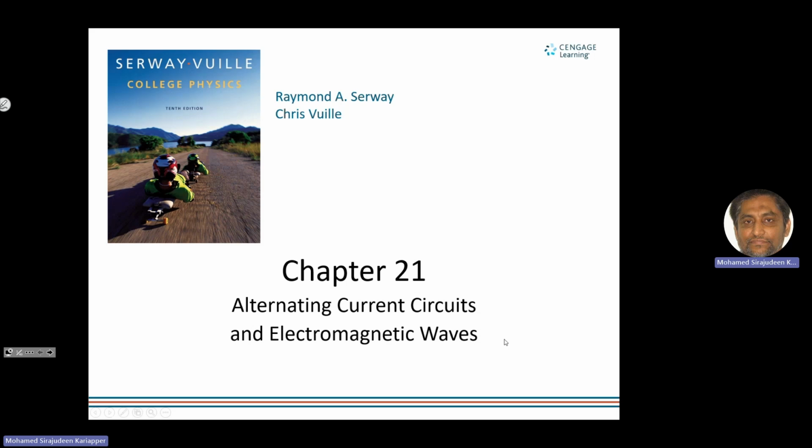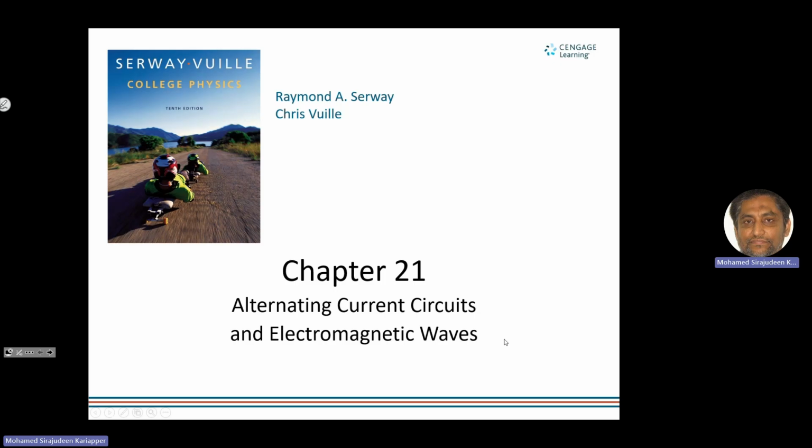Chapter 21, Alternating Current Circuits and Electromagnetic Waves. If you connect a battery to a circuit, that's a steady, constant voltage, called DC, direct current. But from an AC generator, what we get is alternating current. It is not the same magnitude, it changes magnitude. It even changes direction. It's like a sine wave, cosine or sine wave.